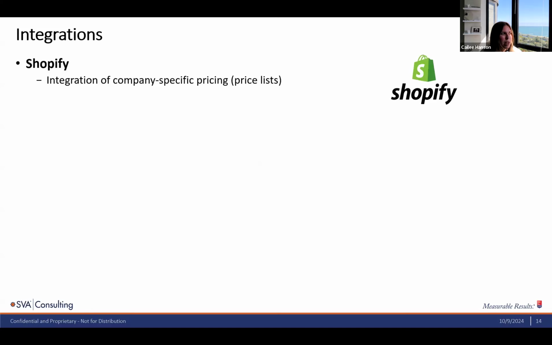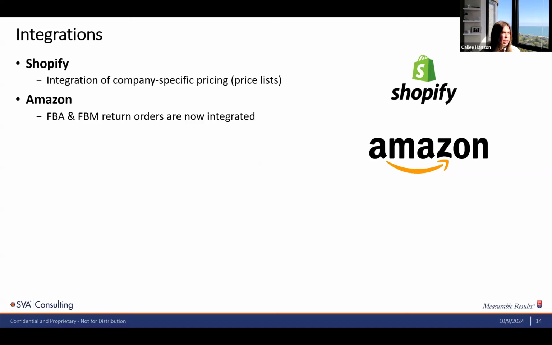Next, I'll also wrap up with a bit of the integration side. So a couple new enhancements on the integration side, primarily around the retail commerce integrations. Shopify has been a pretty big integration with Acumatica over the years. And recently they just rolled out the integration of customer specific pricing or price lists. So those can flow from Acumatica into Shopify to make sure that consistent pricing is up to date for those company specific pricing levels. Next, with Amazon, they have an Amazon connection, both for fulfilled by Amazon or fulfilled by the merchant types of orders.